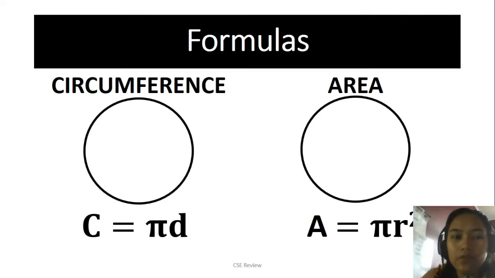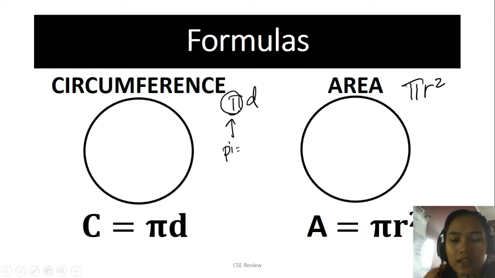Okay? So first thing we need to understand is the formulas. Ang formula ng circle, pag circumference, that is pi d. Pag area, it's pi r squared. Ano ibig sabihin ng pi r squared at saka pi d? Ang kailangan nating pag-aralan is yung pi. Ngayon, ano ba ibig sabihin ng pi? That is pi, ha? Hindi PIE.